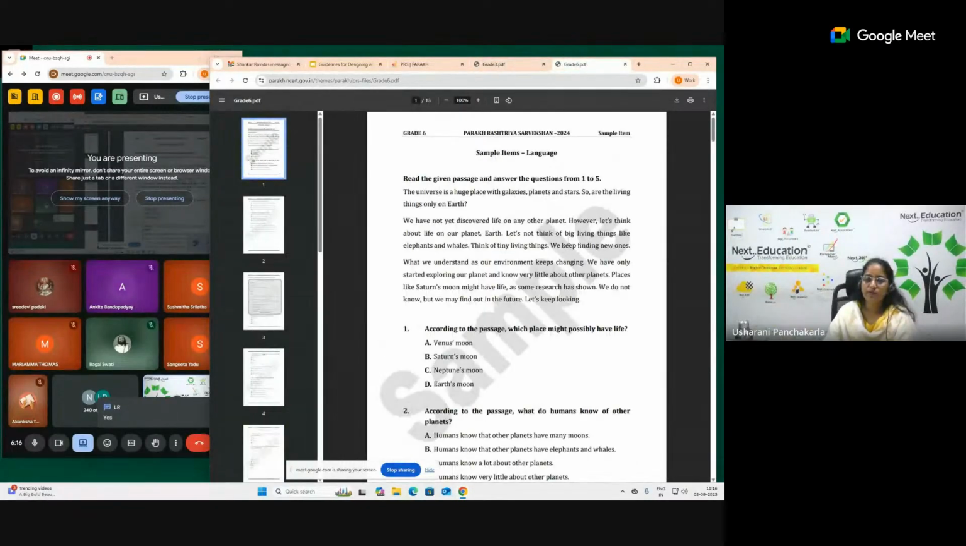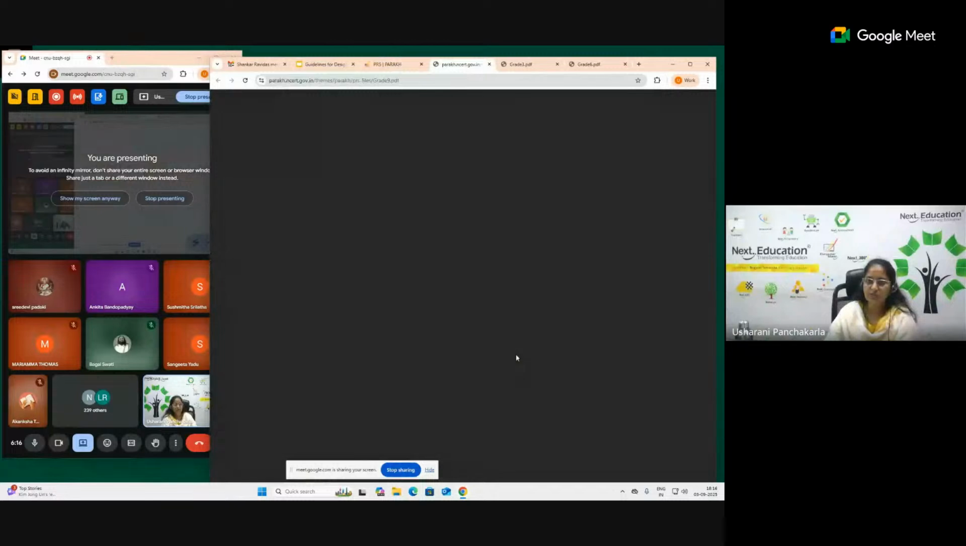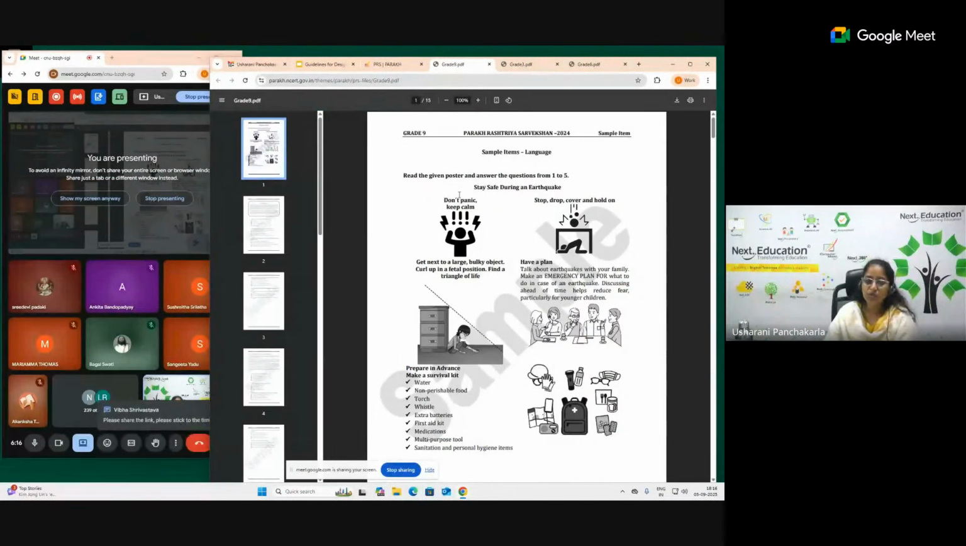This is again for grade 6 also, there is something. Please refer to this website, parakh.ncrt.government, where different sample questions have been given. You need to start incorporating these into the assessment. It's not just for the sake of knowledge sharing that I'm giving it, because unless we implement this into our curriculum, we cannot expect that competencies are met. We cannot expect that the student is having holistic development.